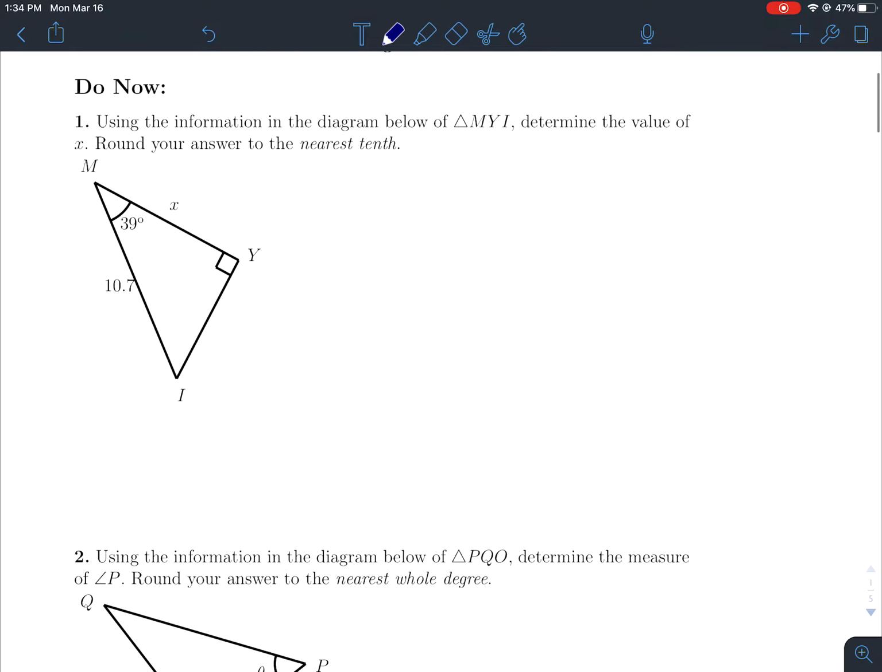Our do now is a quick review of what we did last time, so if you haven't done it yet, please pause the video and take a look at these problems, and then come back when you're done.